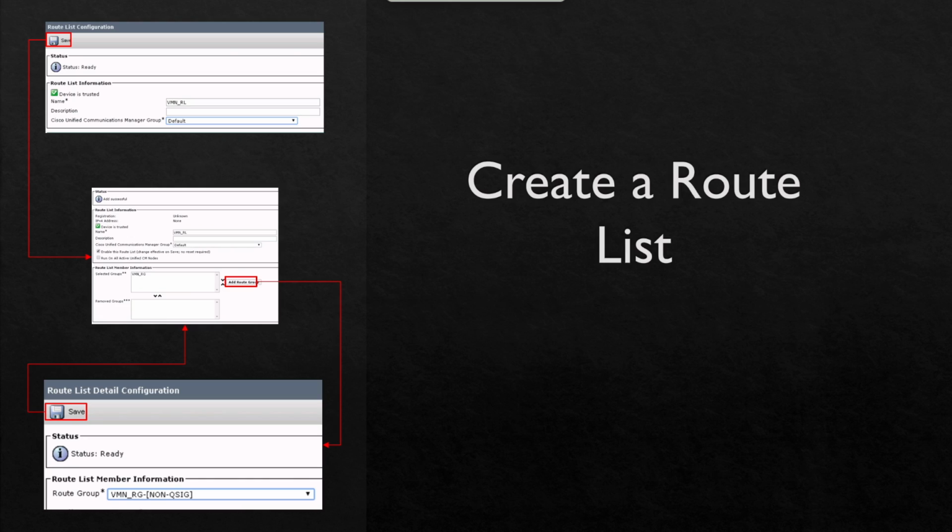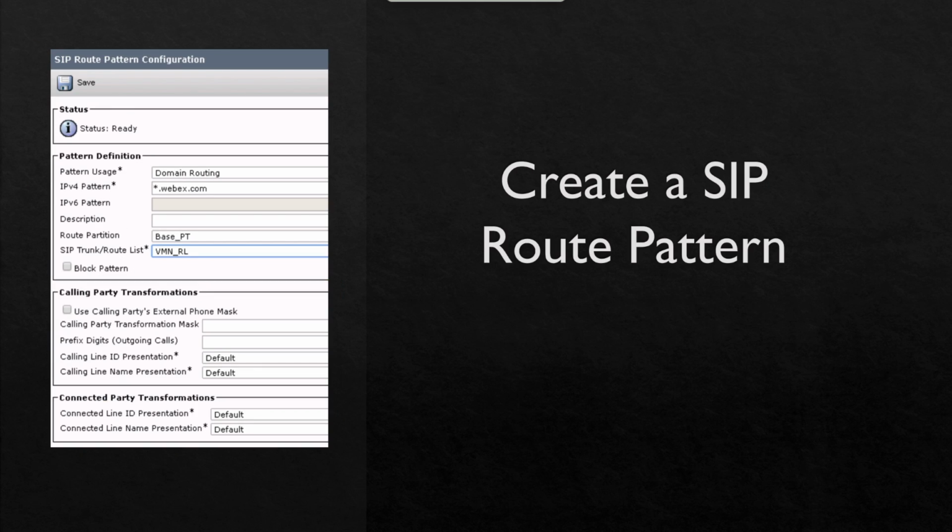Then you want to create your route list, add your route group to your route list. And then instead of creating a route pattern, what we're going to do is create a SIP route pattern, because the Video Mesh node uses a SIP URI in every instance.